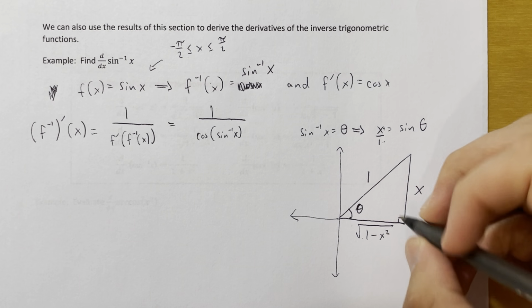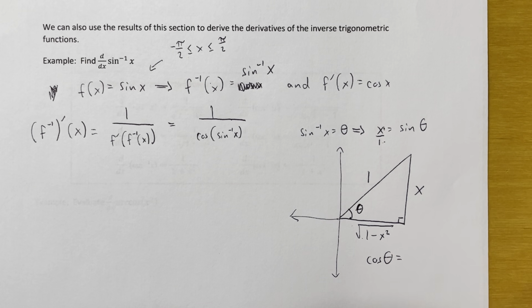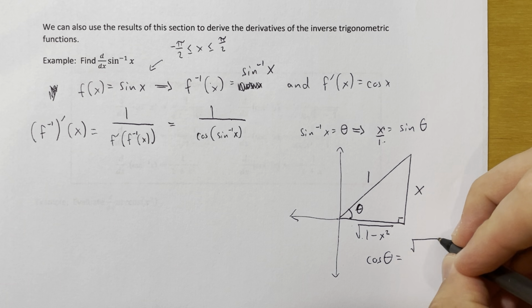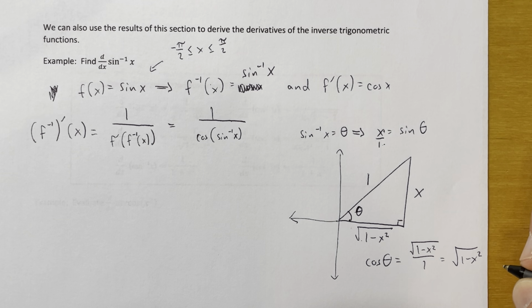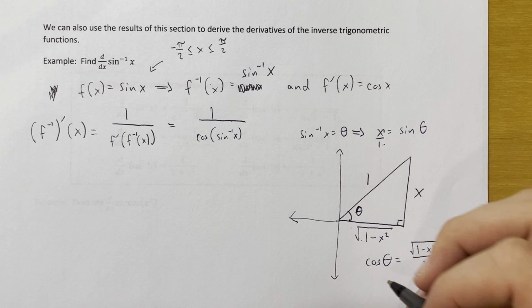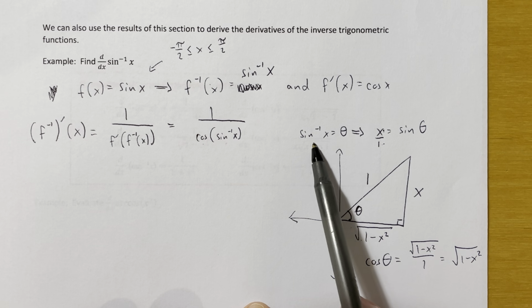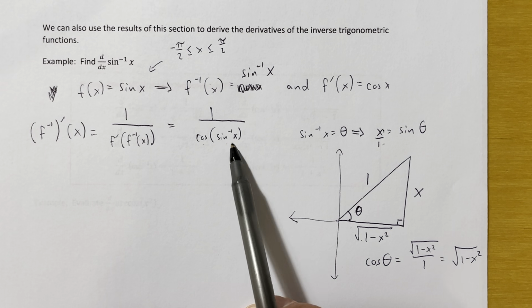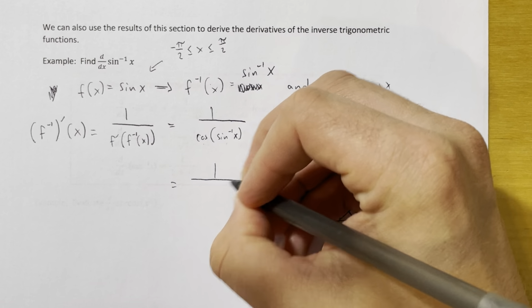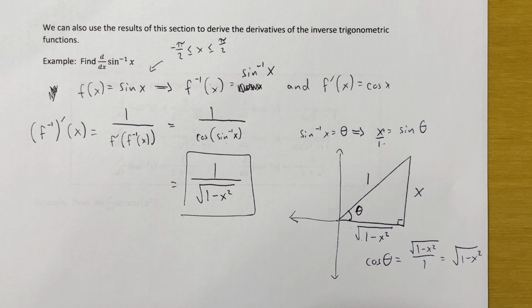Now if I take the cosine of this angle, I can think of that as adjacent over hypotenuse: the square root of 1 minus x squared over 1, or just the square root of 1 minus x squared. So if I wanted to take the cosine of the inverse sine of x, where the inverse sine of x is what we labeled theta, we got this expression. So this thing simplifies down to 1 over the square root of 1 minus x squared. And that is our derivative for the inverse sine function.